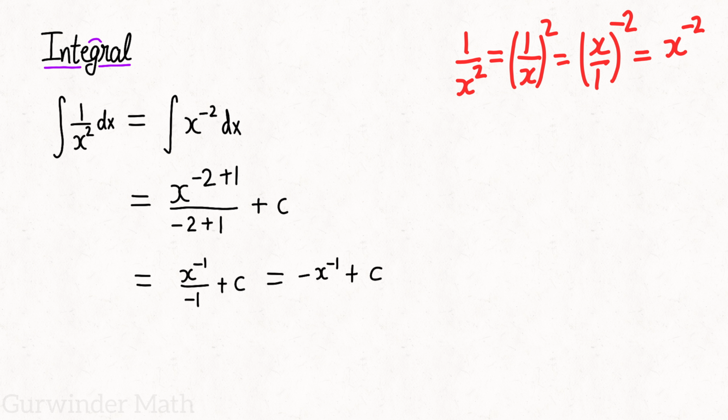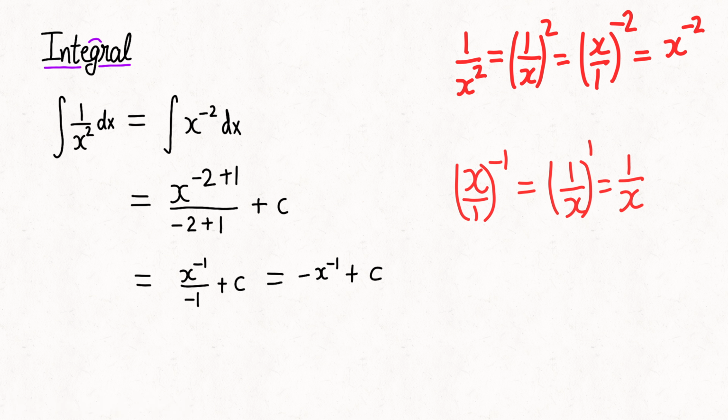And now, to remove this negative sign from the power, we will reciprocate this x. So it is equal to 1 over x raised to power 1, which is equal to 1 over x. Okay, so it is equal to minus 1 over x plus c. This is our answer.